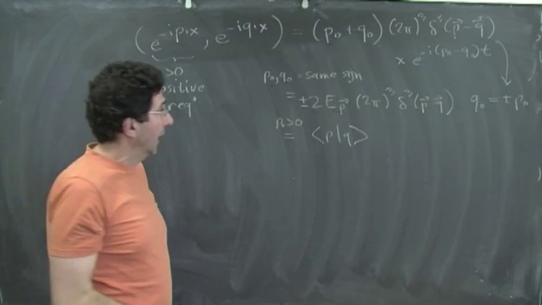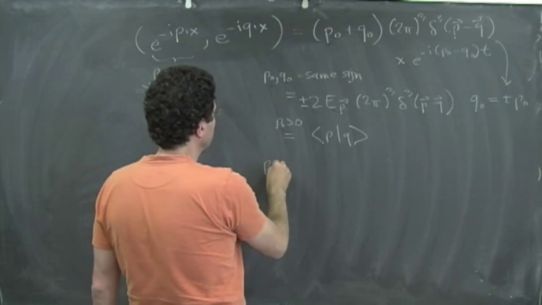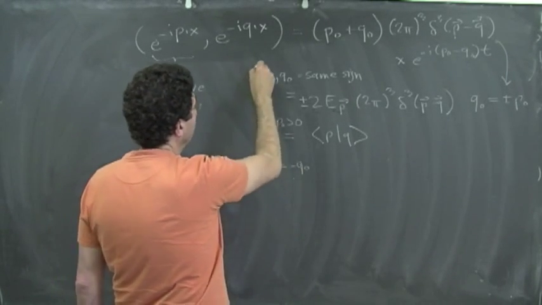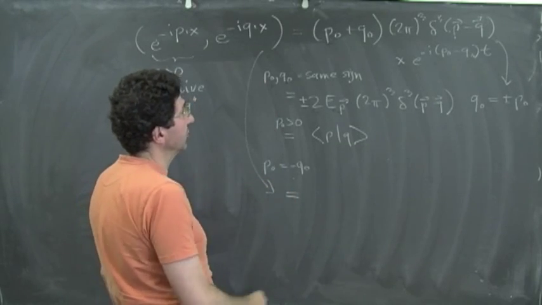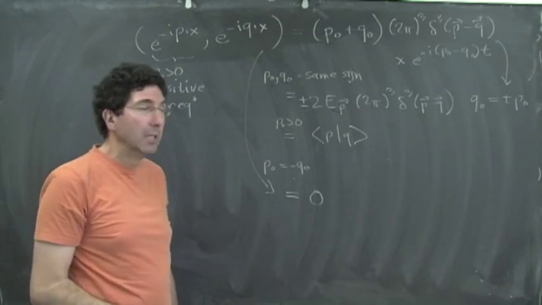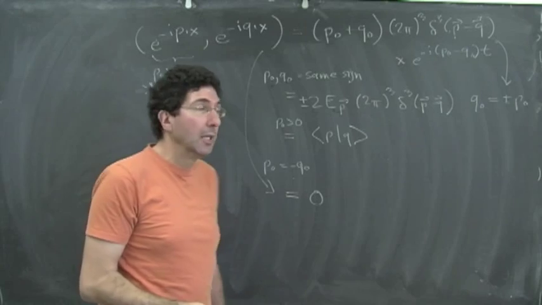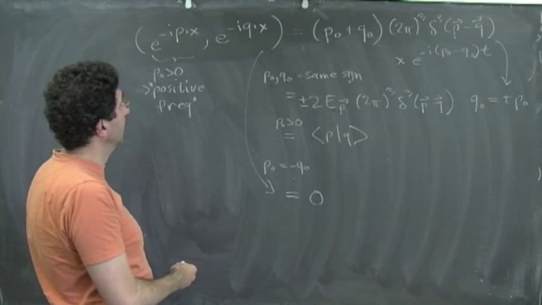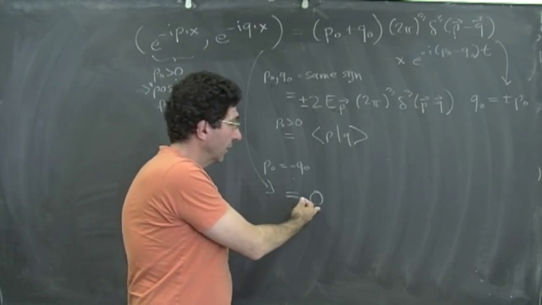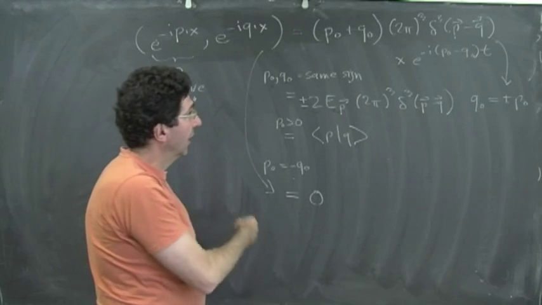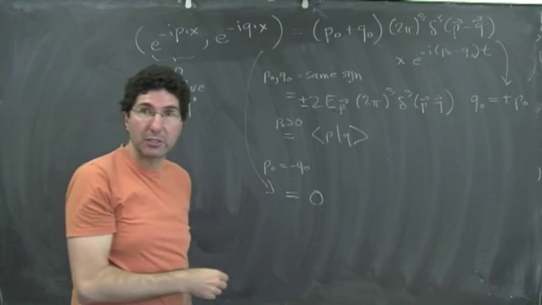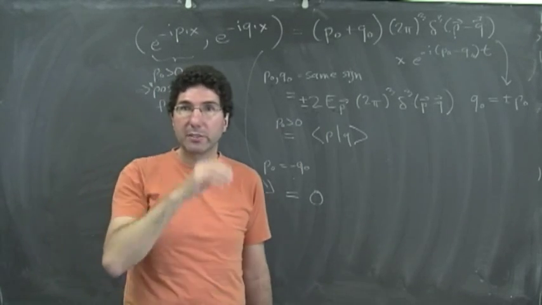And the other case we have to consider is where p0 is equal to minus q0. They have opposite sign. Okay? In that case, this thing is just 0, right? Because these guys just cancel each other, and that's it. So we can sort of see how this could be useful. Positive frequency and negative frequency solutions are orthogonal to each other, in a sense. Positive frequency solutions have positive norm, and negative frequency solutions have negative norm. Okay, so that's why this thing is useful.